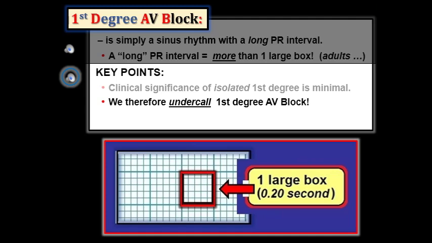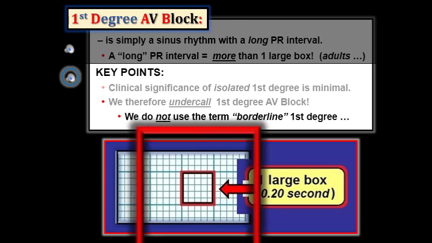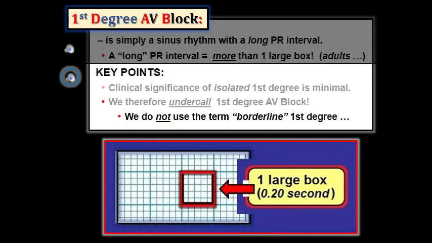We also prefer not to use the term borderline when describing the PR interval because what are you saying? If the PR interval is borderline, say 0.19 to 0.20 second in duration, then you almost have a finding that even if you did have would mean absolutely nothing. Therefore, we prefer to describe the PR interval as either being normal or long, and we undercall PR prolongation unless there is absolutely no doubt that it is present.